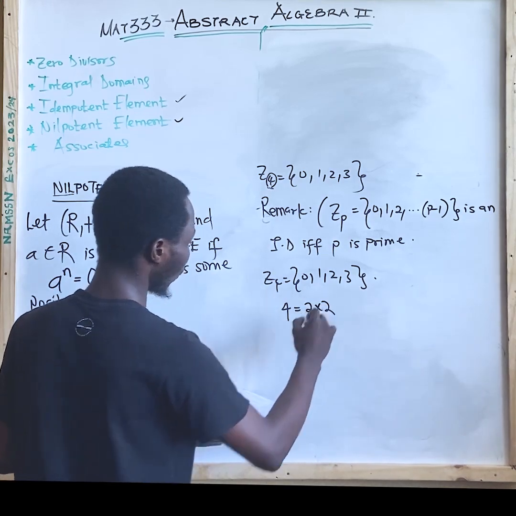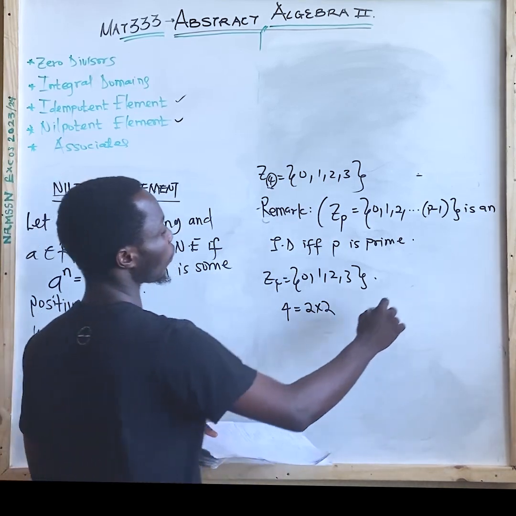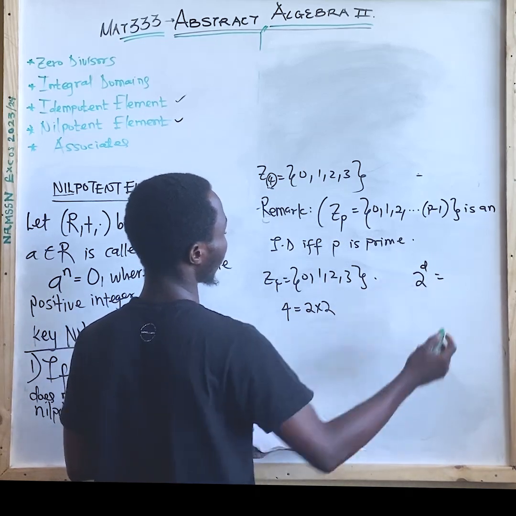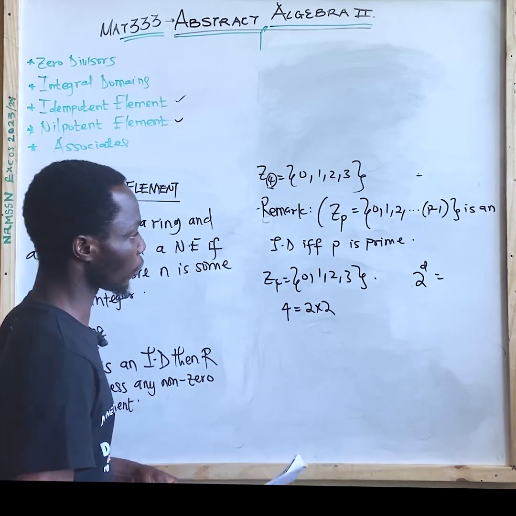So 2 times 2 will give me 4. There's also a formula to know the number of nilpotent elements that I have. It is also 2 raised to power d, but the d here is quite different.